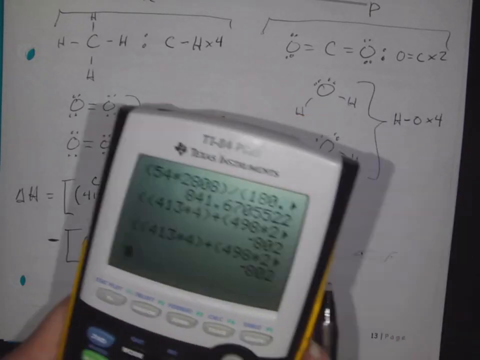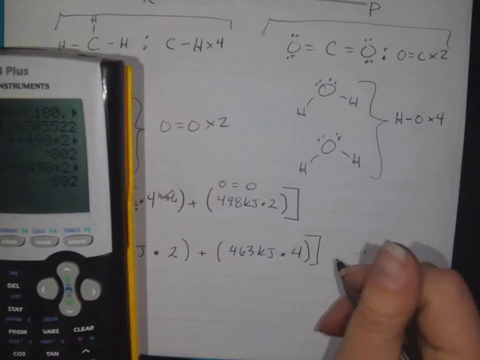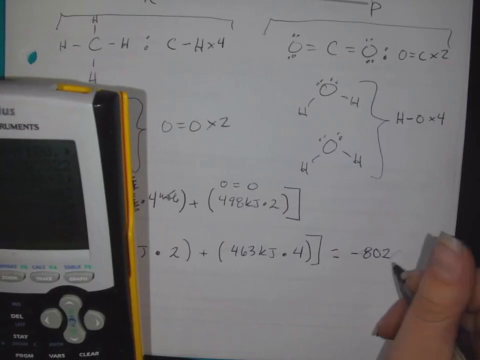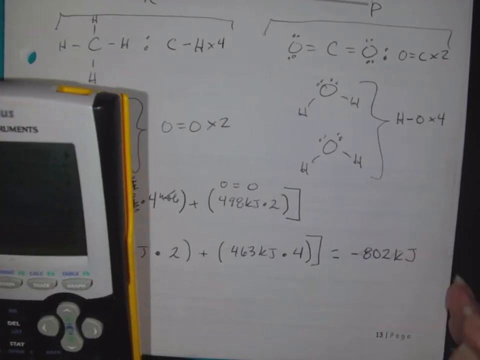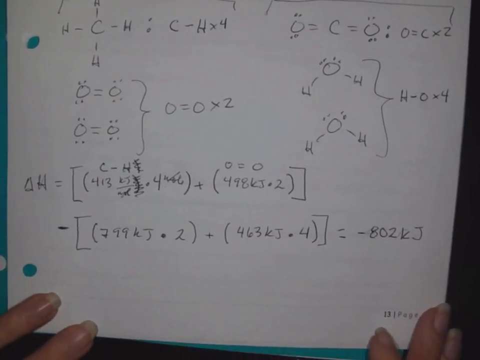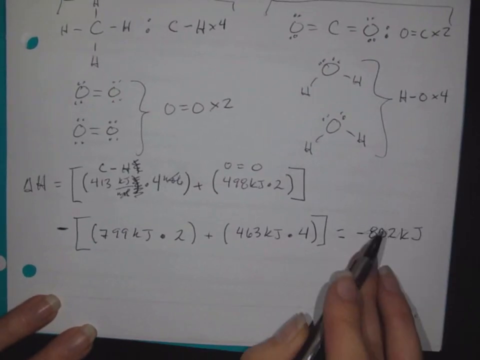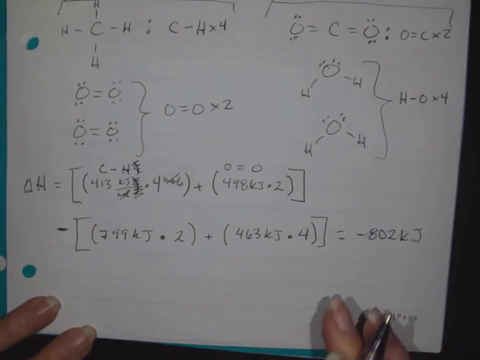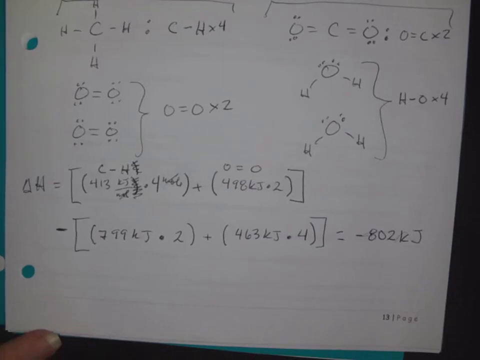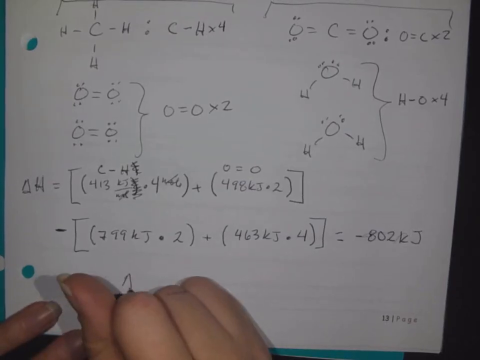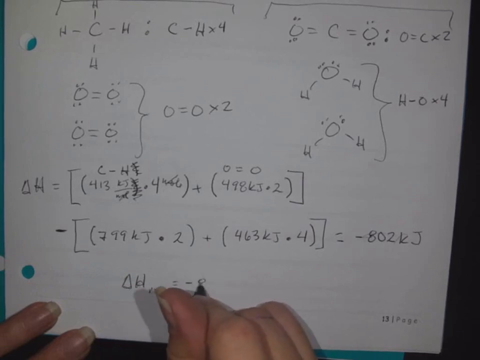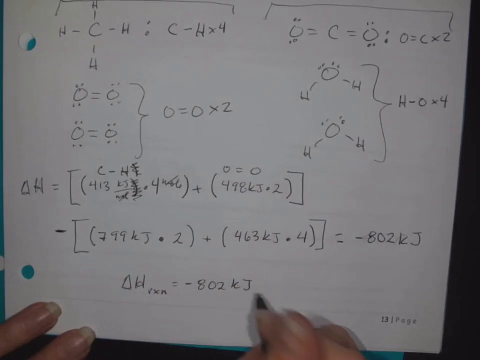So this is good to see. We're seeing that our delta H is going to equal negative 802 kilojoules, just like what it was telling us on the diagram on the prior page, that for this reaction, our net in and out overall is going to be losing negative 802 kilojoules to the surroundings. It's exothermic. Delta H for this reaction is negative 802 kilojoules.